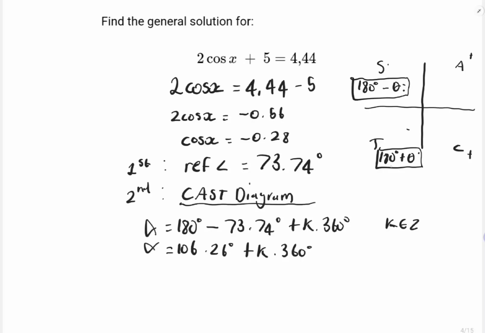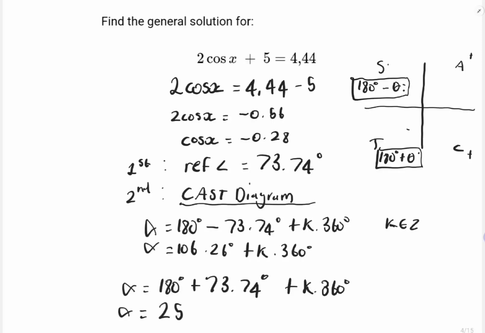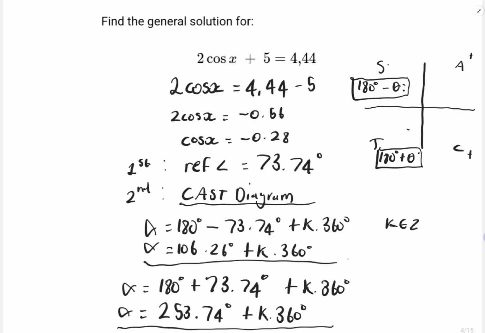So that was our first solution. For our second solution, let us use this 180 plus reference angle form. So it's going to be 180 degrees plus reference angle 73.74 degrees plus k dot 360 degrees, which is going to be 180 plus 73.74, 253.74 degrees plus k dot 360 degrees. And these are our final answer. These are our general solutions, right?